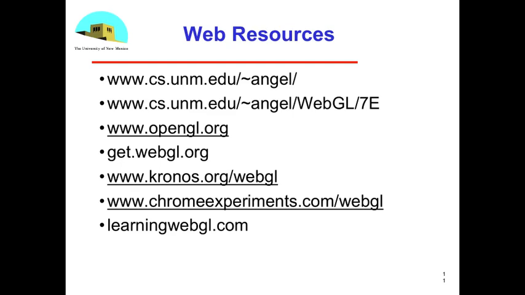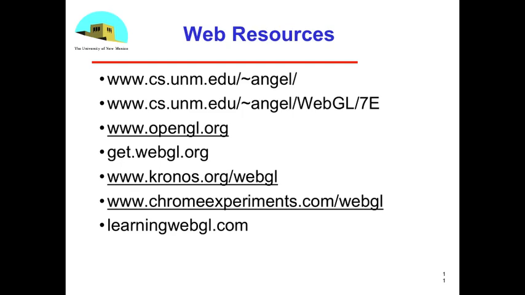OpenGL.org is a good site to find a lot of information, and same thing with the Khronos site. Khronos is the group that sets the standards, and between the OpenGL site and the Khronos site, you should find lots of tutorials, lots of other examples on those two sites. If you simply want to check your browser to see if it'll run WebGL, just go to getwebgl.org and it will come up and tell you, yes, WebGL runs on your system, or it doesn't.